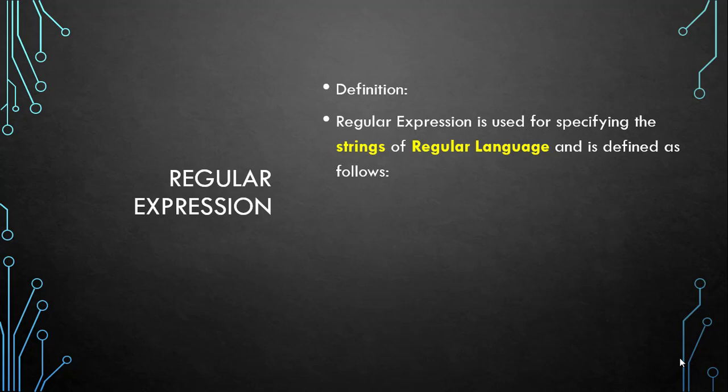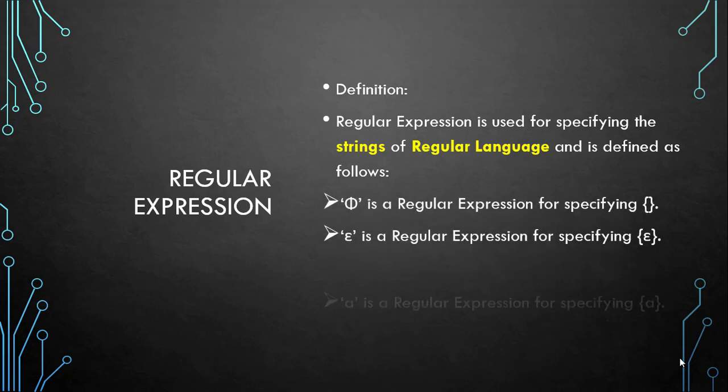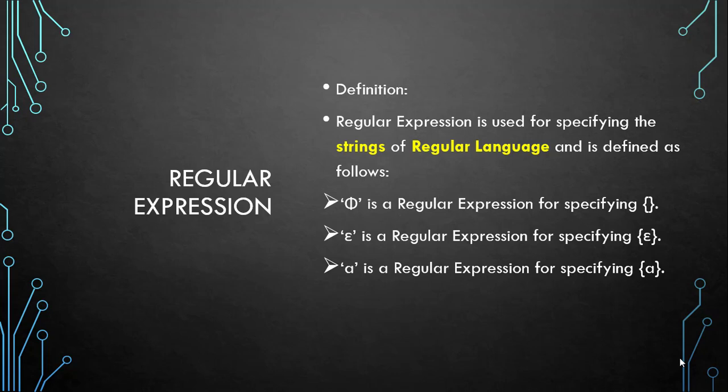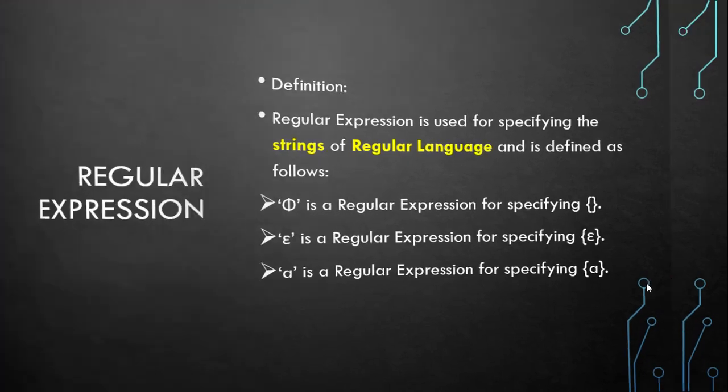So here in the definition it says regular expression is used for specifying the strings of regular language and is defined as follows. Phi is a regular expression for specifying empty language. Epsilon is a regular expression for specifying empty string. And A is a regular expression for specifying language A.